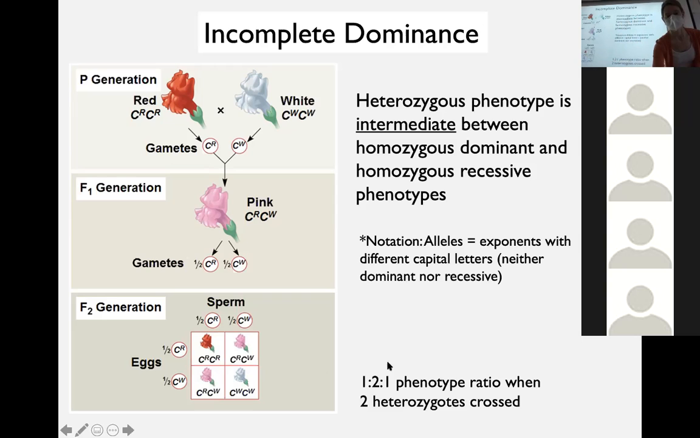And that's when 2 heterozygotes are crossed. So for you guys on Zoom, here we have our red, 2 pinks. So that's the 2, and then 1 white. So 1-to-2-to-1.